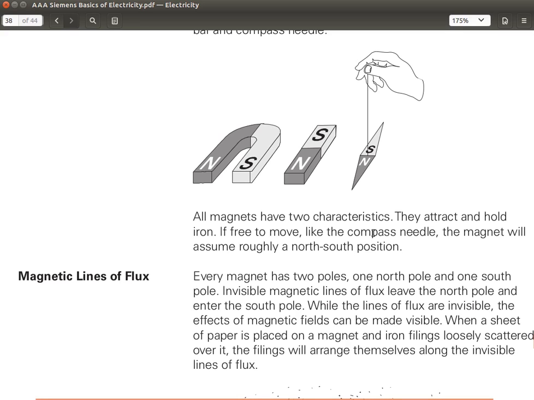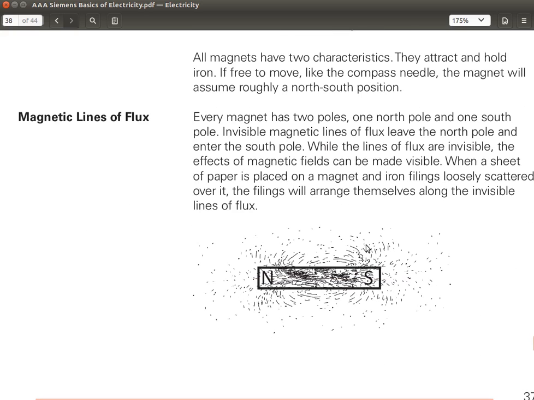Well, that's because the earth itself has iron in the center, which creates its own magnetic field. And it was discovered a long time ago that if you hang a magnet so that it is free to rotate, it will always assume a certain direction, roughly north-south. So that is used to find direction.